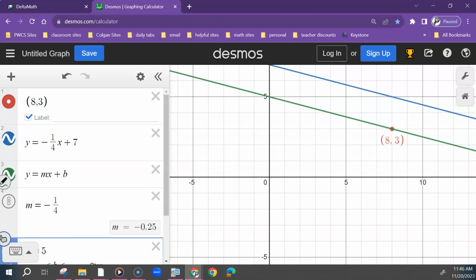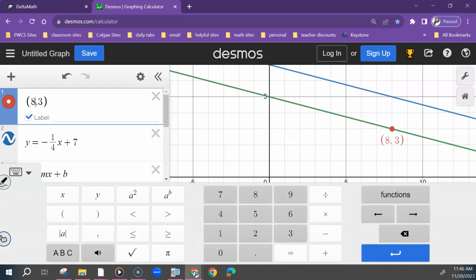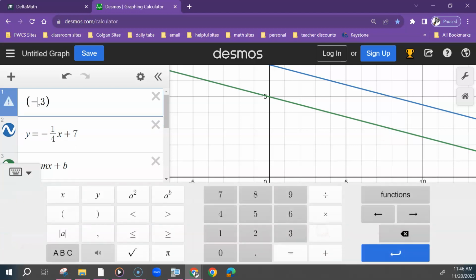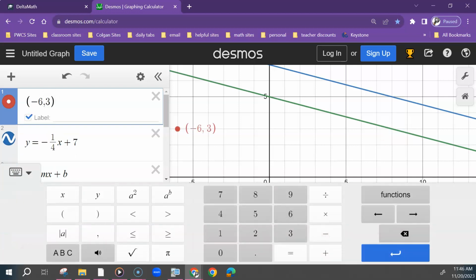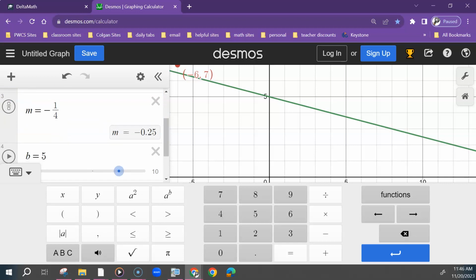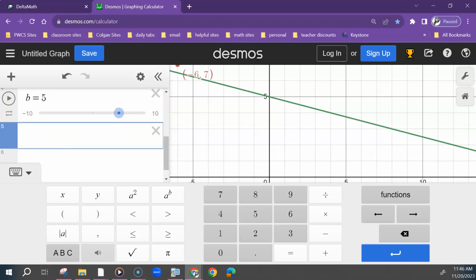Number 8 on your paper. So the point is now negative 6, 7. The equation, I'm just going to type in as is. 5x plus 2y.